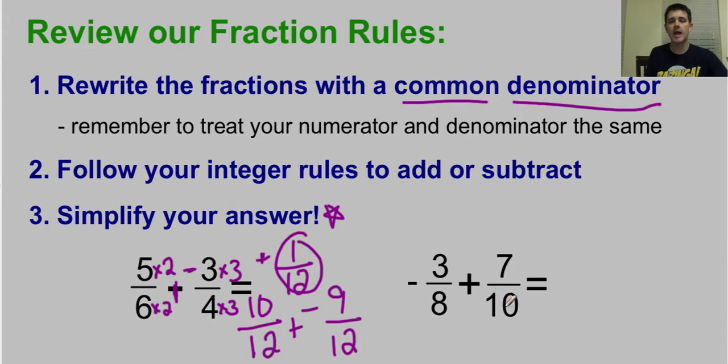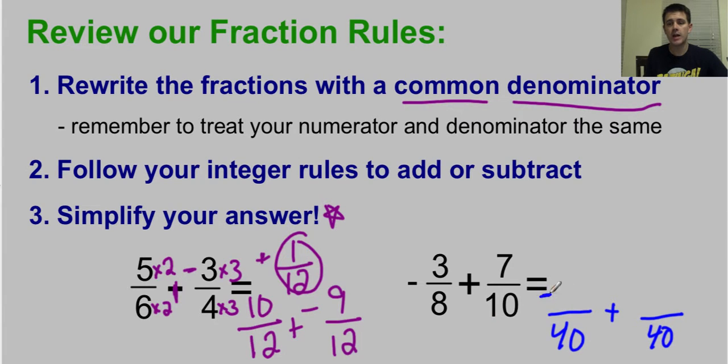Next one, negative 3/8 plus 7/10. So it's already addition, so I can leave that alone. I need a common denominator for 8s and 10s. Now I could use 80 as my common denominator, but a better choice, because we try to keep it as small as possible, is I could use 40.